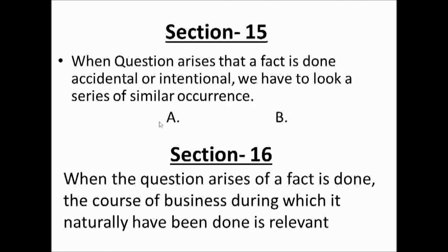Let us take an example. If there are two parties, A and B, and A gives an insurance to B in order to protect B's house from fire, but if we look at the series of similar occurrences, B is a person who misused the insurance and has committed these kinds of things in the past as well. So the fact that B is misusing the insurance will be relevant under section 15.